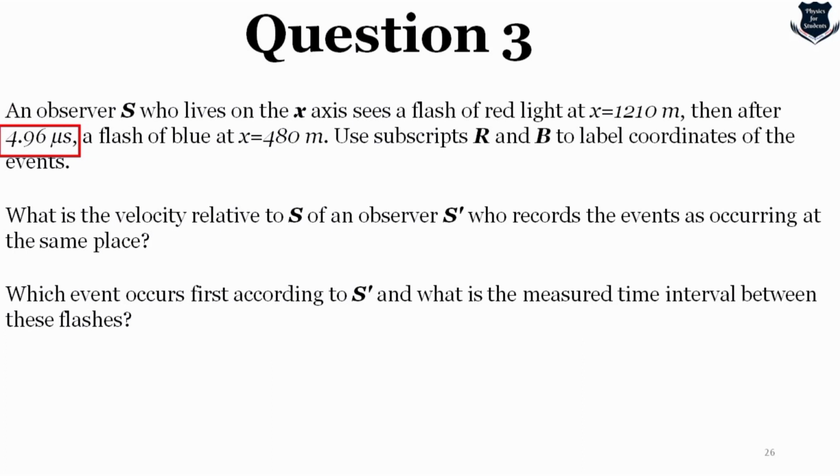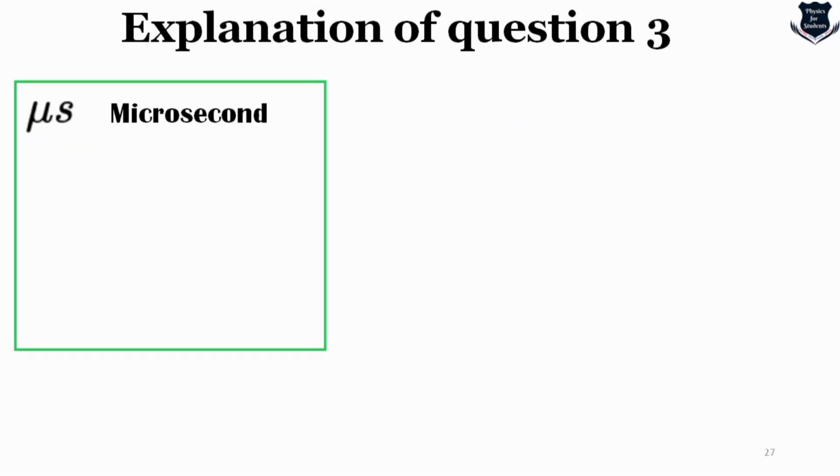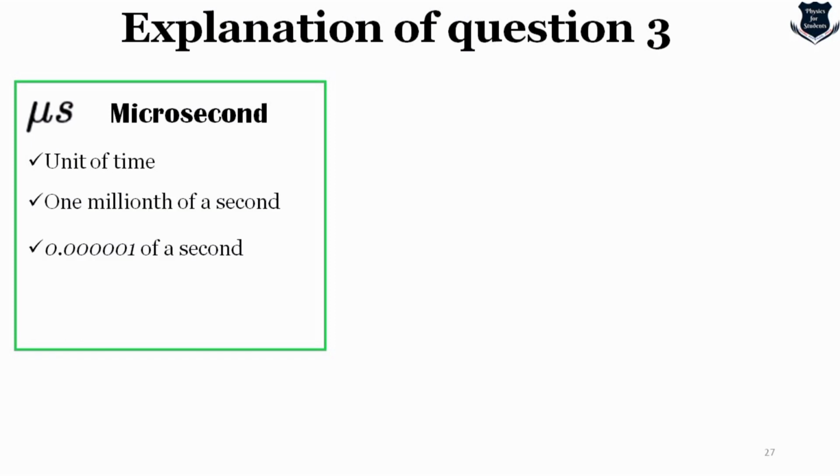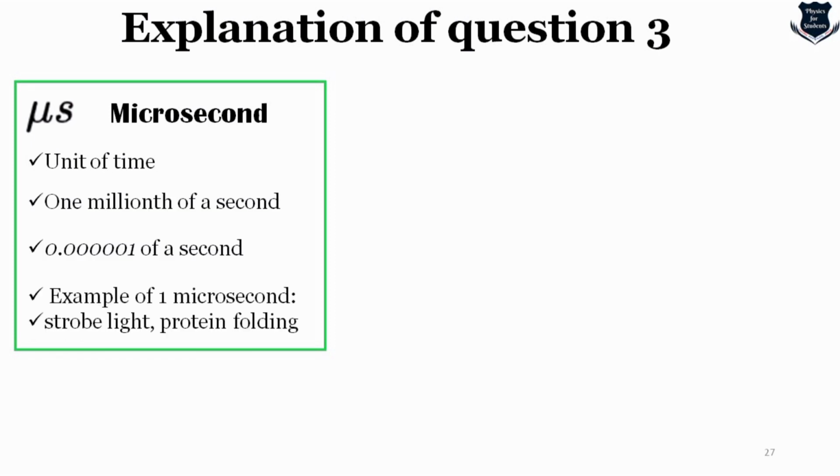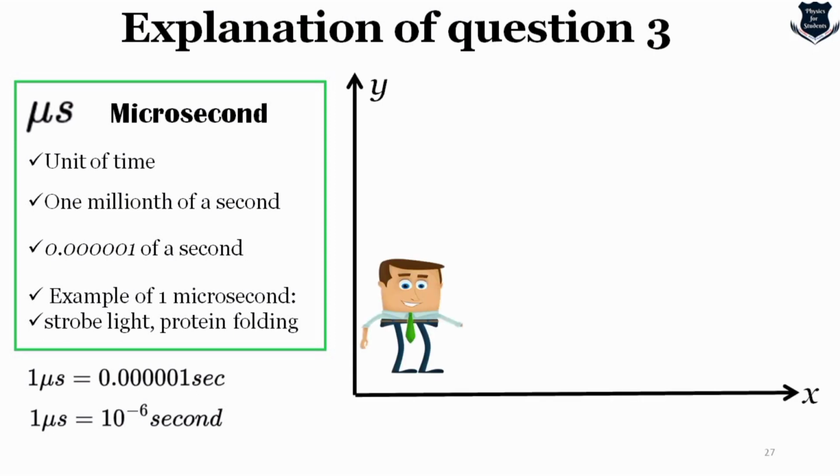There is a kind of conversion which we will come across. So millisecond, and this one is called microsecond. It is a unit of time, one millionth of a second. You can imagine an example of 1 microsecond is a strobe light, or a protein folding itself. It is so minuscule, so small, it's very hard to imagine. Now 1 millisecond would be 10 to the power minus 6 second.